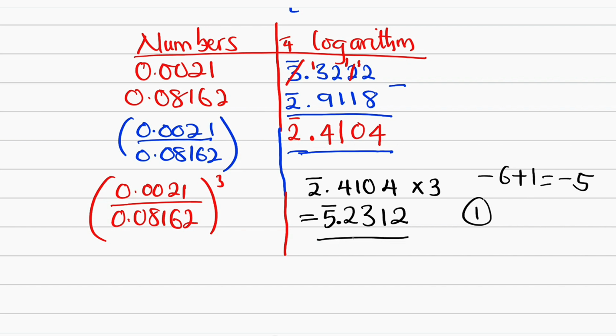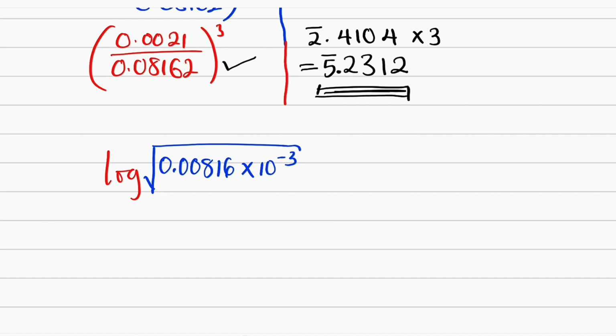So this number here, bar 5.2312, is said to be the logarithm of the whole of this number, which we are looking for. Now let us take the second part, which is the last one. So this is our last problem.